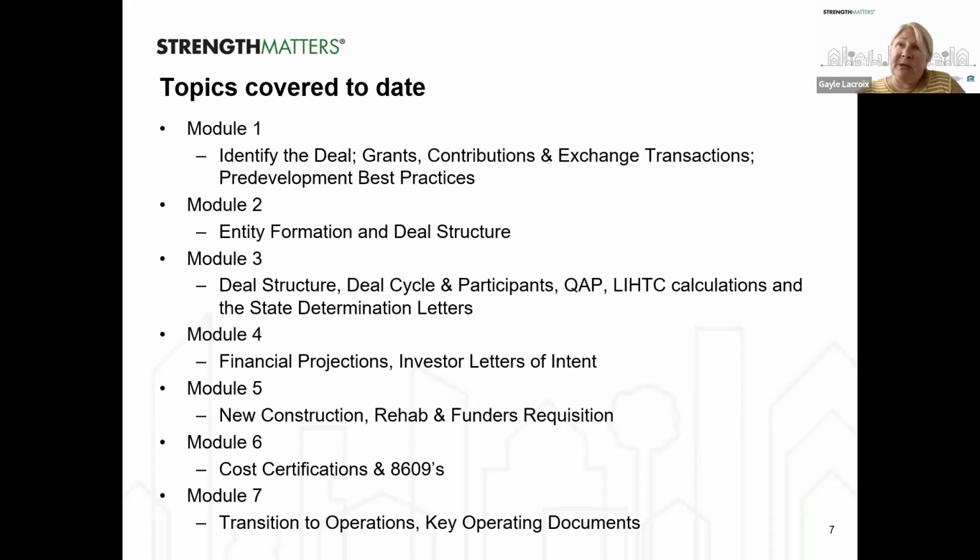And so in module 7, we talked about who some of those new players are, the operating players, and we talked about some of the key documents, right? The partnership agreement, regulatory agreements, and your loan agreements. Those are all really important for you to get a handle on.